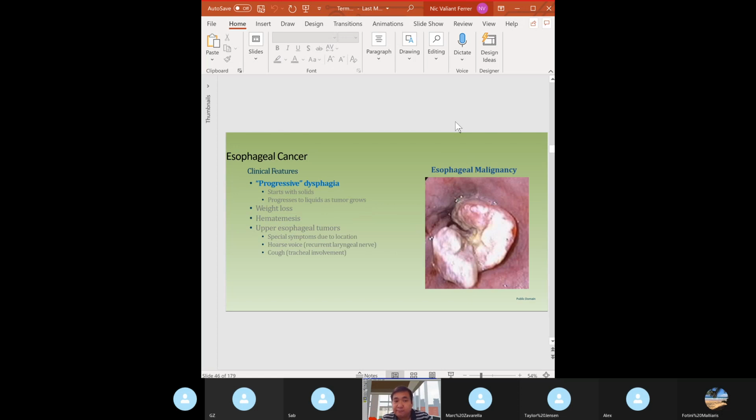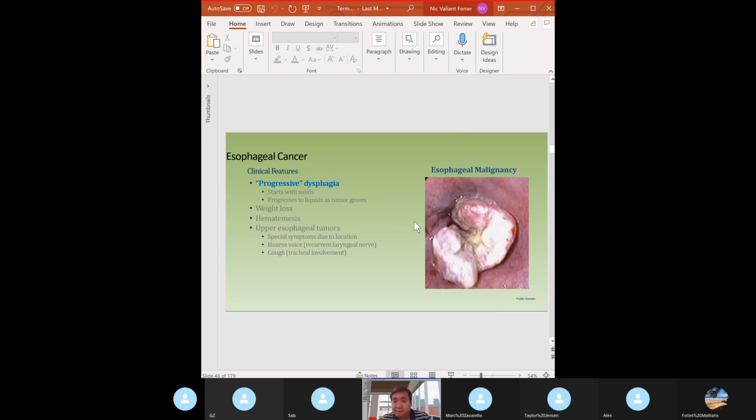What are the clinical features? Progressive dysphagia, meaning you have dysphagia to solids first, and then it progresses to liquids. Why? Because the tumor is growing. First you can still drink, but look at the size of this tumor here on the pathological slide. It grows, then you can no longer tolerate drinking liquids.